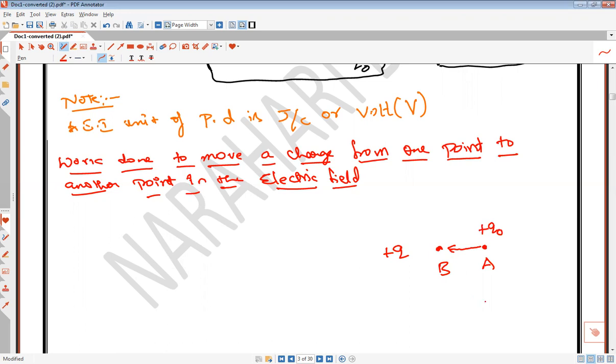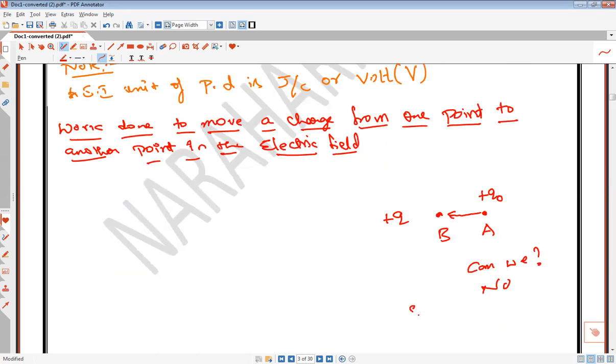Can we move this charge from point A to point B without doing any work? The answer will be no, because if I try to move this charge from point A to point B, the source charge exerts a force of repulsion on this test charge. Since both are positive, like charges repel. So the source charge opposes the motion of the test charge, isn't it?